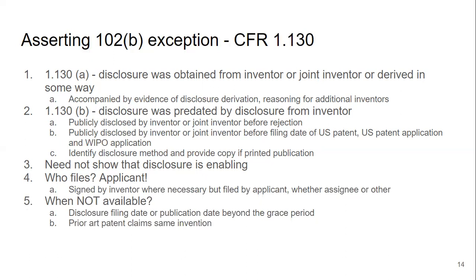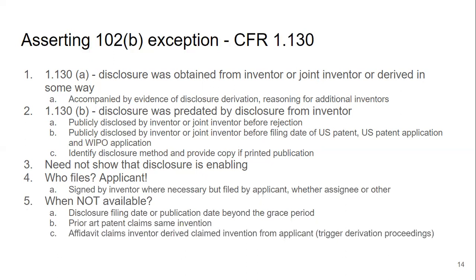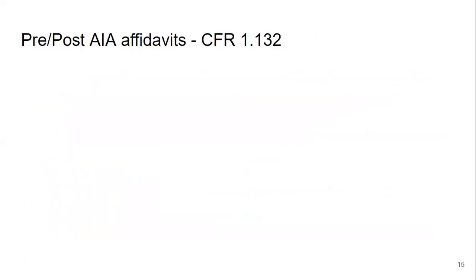So if it's a patent and it claims the same invention, then there's a whole other set of rules. You can't just overcome it with an affidavit, because then you would have two patents out there claiming the same thing and be really subject to unfair patent term extension. So if the affidavit claims the inventor derived the claimed invention from the applicant, then in that case, that would go to derivation proceedings. So in that case, maybe they're not commonly owned, there's no common inventor, then you can make the claim for derivation in some cases if you have proof of derivation. So now when it comes to CFR 1.132, this can be used in pre and post AIA.